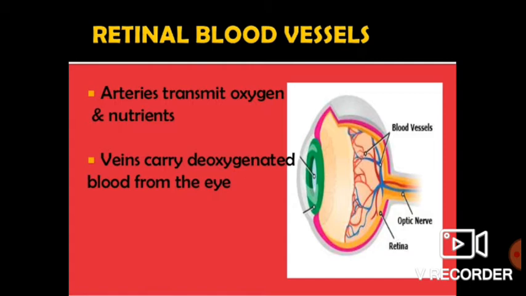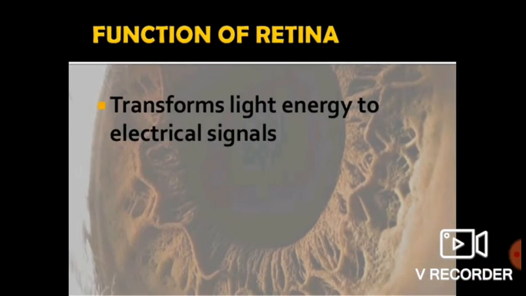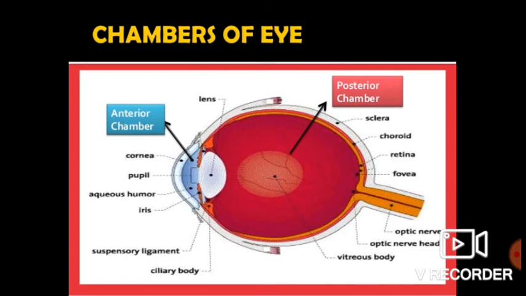Retinal blood vessels. Arteries transmit oxygen and nutrients. Veins carry deoxygenated blood from the eye. Function of retina: transforms light energy to electrical signals.